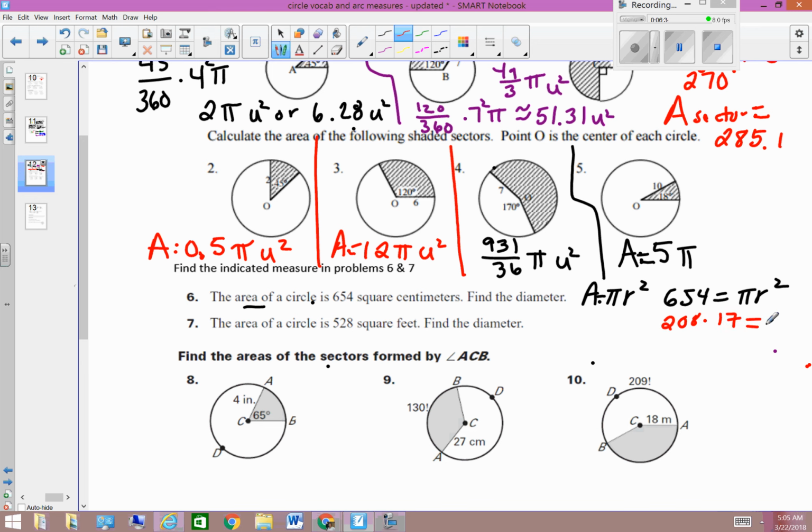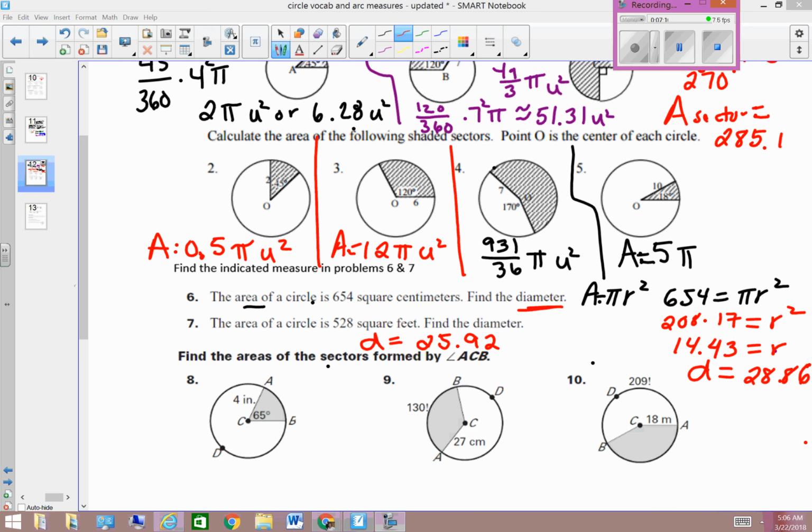So we get 208.17, and that equals r squared. So to find r, I'm going to do the square root of 208.17, and I get 14.43 equals r. Now the question though didn't ask for radius, it asked for diameter. So diameter is 2 radii. So if I do 14.43 times 2, I'm going to get my diameter is going to be 28.86.